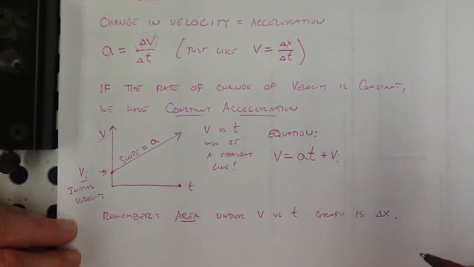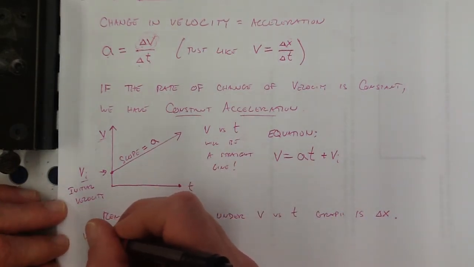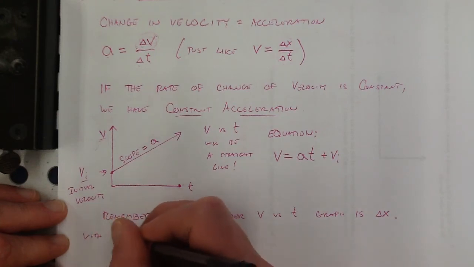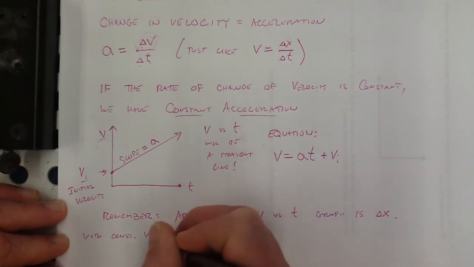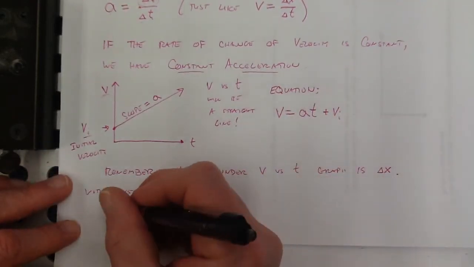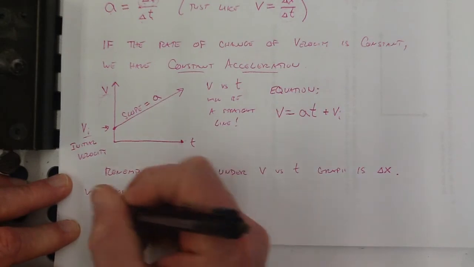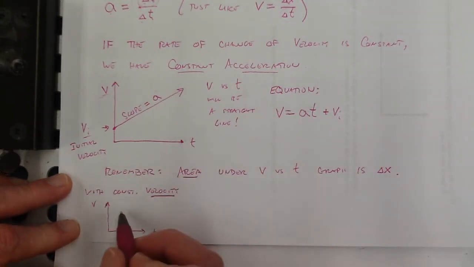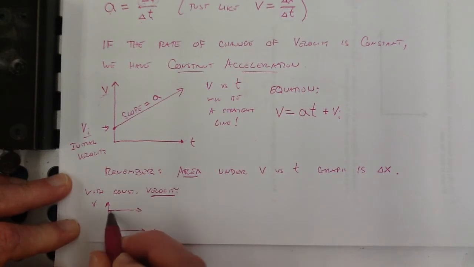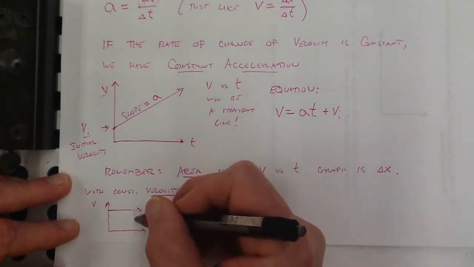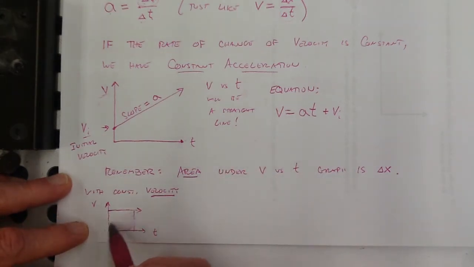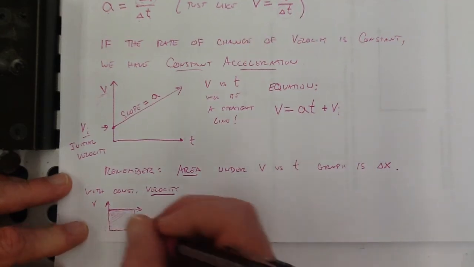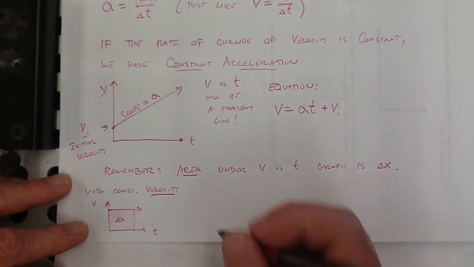Now in the last unit, when you have constant velocity, then we might have a graph v versus t. With constant velocity, well, if the velocity is constant, then that's constant, right? And if you wanted to know what's the displacement of this object with this constant velocity, you just have to find the area of that little rectangle there, and that's your delta x.